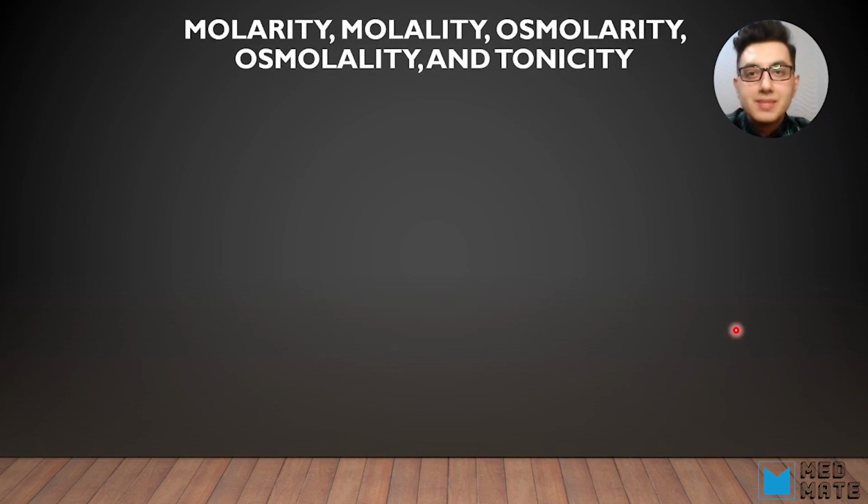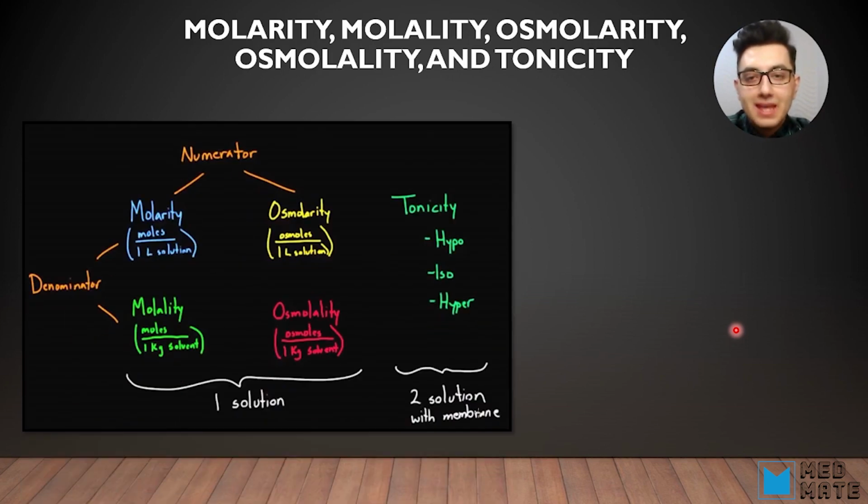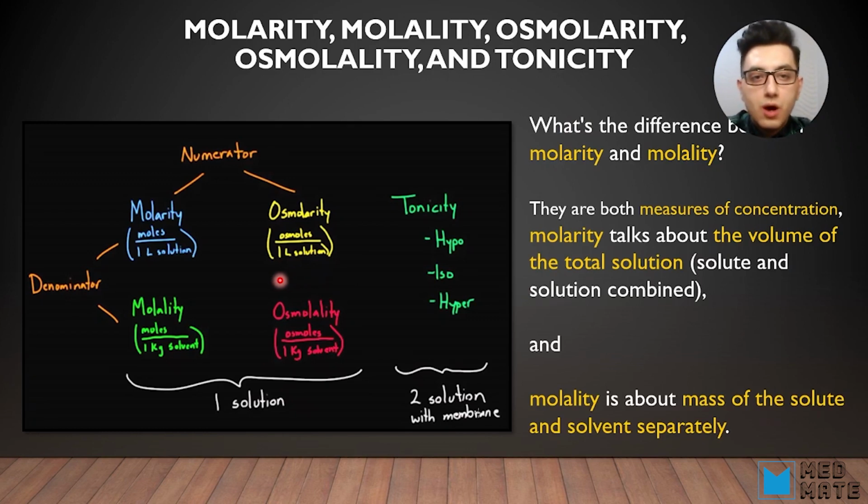All right, now another concept is molarity, osmolality, and tonicity. What is the difference between these terms? The only way that I think makes sense and can make it easier for you to understand is looking at how they are actually calculated. Molarity, osmolarity, molality, and osmolality are all measures of concentration. Molarity talks about the volume of the total solution, so solute plus solvent combined, and molality is about the mass of solute and solvent separately.